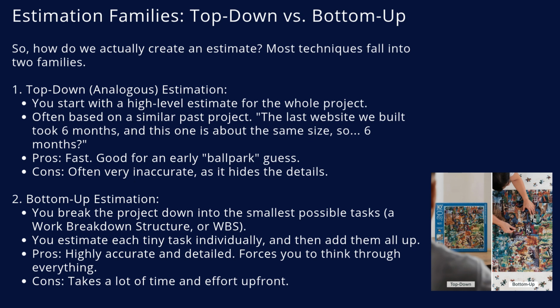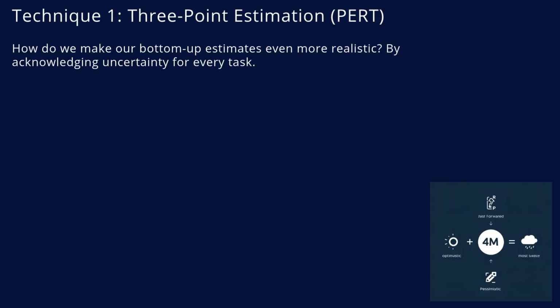You estimate the time and cost for every single one of those tiny tasks. Build login page, 3 days. Configure firewall, 1 day. Then, you add all those small estimates together to get a total for the whole project. This method takes a lot more work, but it is always far more accurate because it forces you to think through every single detail. So, how can we get really good at estimating those individual tasks in our bottom-up plan?